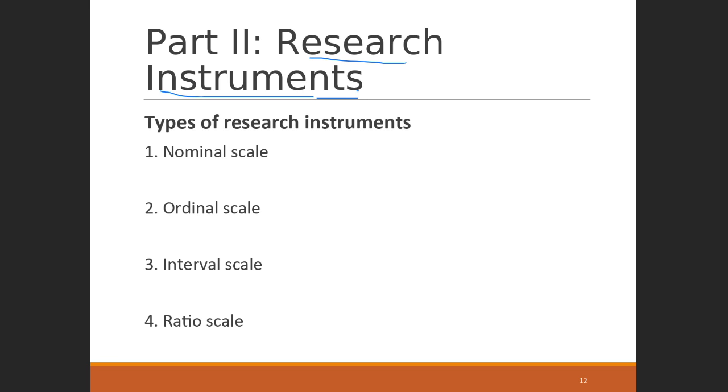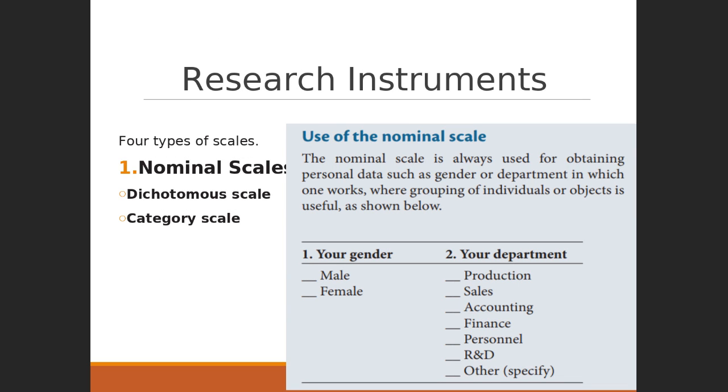Now we will discuss research instruments. There are 4 types of research instruments: nominal scale, ordinal scale, interval scale, and ratio scale. Let us discuss each research instrument in detail. First of all, nominal scale. A nominal scale is one that allows the researcher to assign subjects to certain categories or groups. For instance, with respect to the variable of gender, respondents can be grouped into 2 categories, male and female.